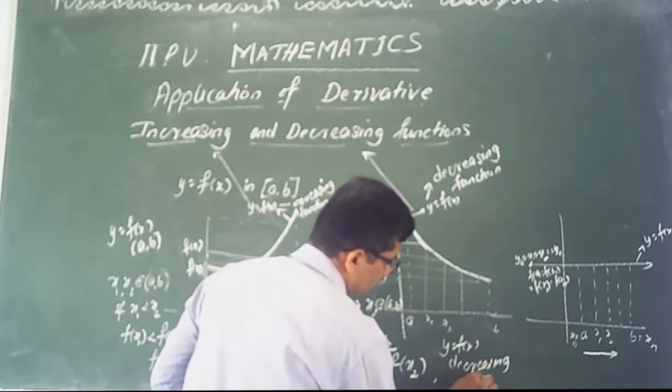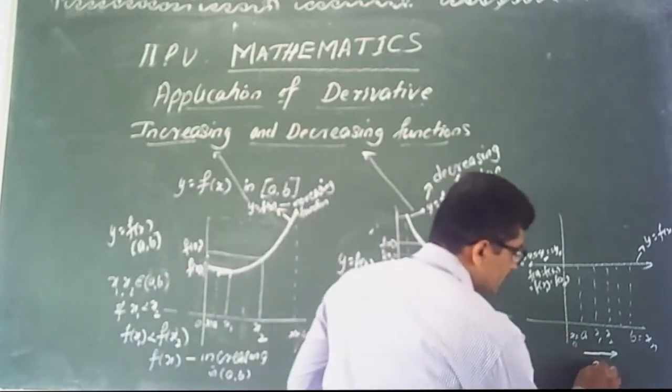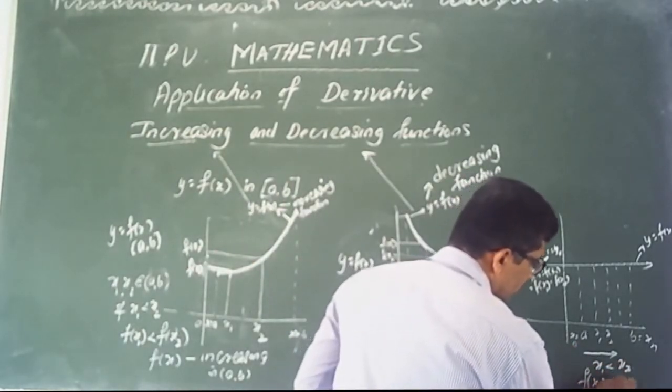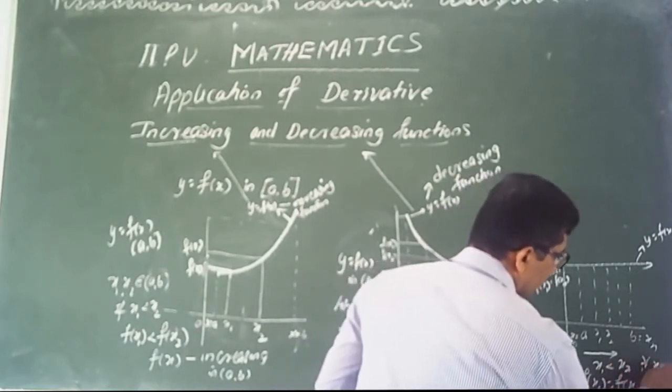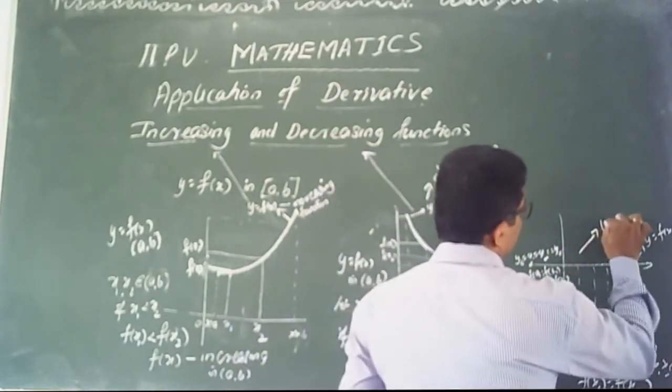Decreasing function, ಇದನ್ನ decreasing function ಅಂತ ಕರಿತೀವಿ. It's clear? Suppose x1 is less than x2, but f of x1 is equal to f of x2, for each x1 and x2 belonging to the interval a to b, then this function is said to be a constant function.